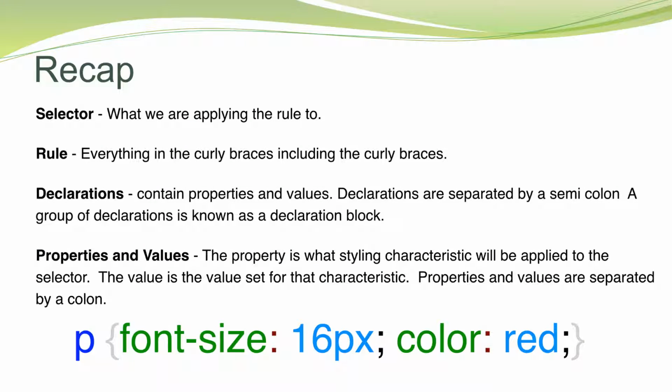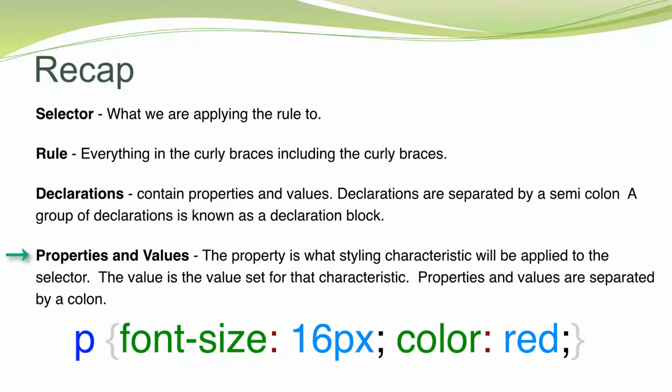To recap, we have a selector, what we are applying the rule to. The rule is everything in the curly braces, including the curly braces. Declarations contain properties and values. Declarations are separated by a semicolon. A group of declarations is known as a declaration block.